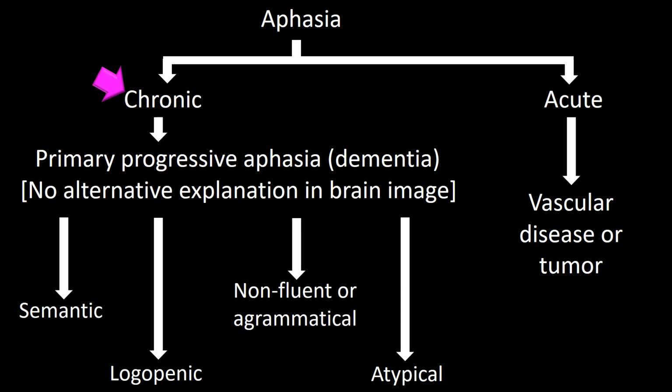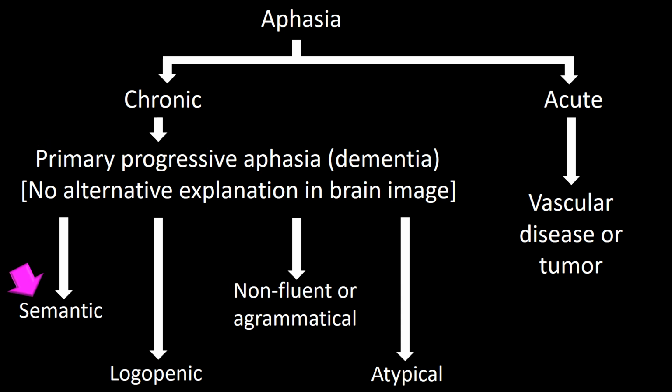Aphasia can be chronic, developing slowly in a progressive fashion. These types of aphasia are called primary progressive aphasia and are the presenting findings in patients with a type of dementia called frontotemporal dementia. This condition can only be diagnosed in the absence of an alternative explanation for the clinical findings. The primary progressive aphasia occurs in different variants.